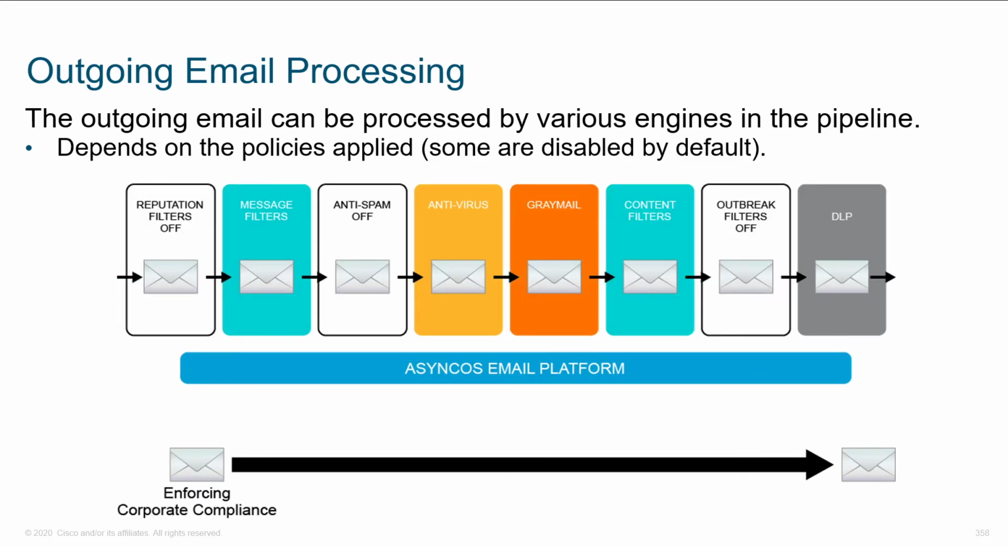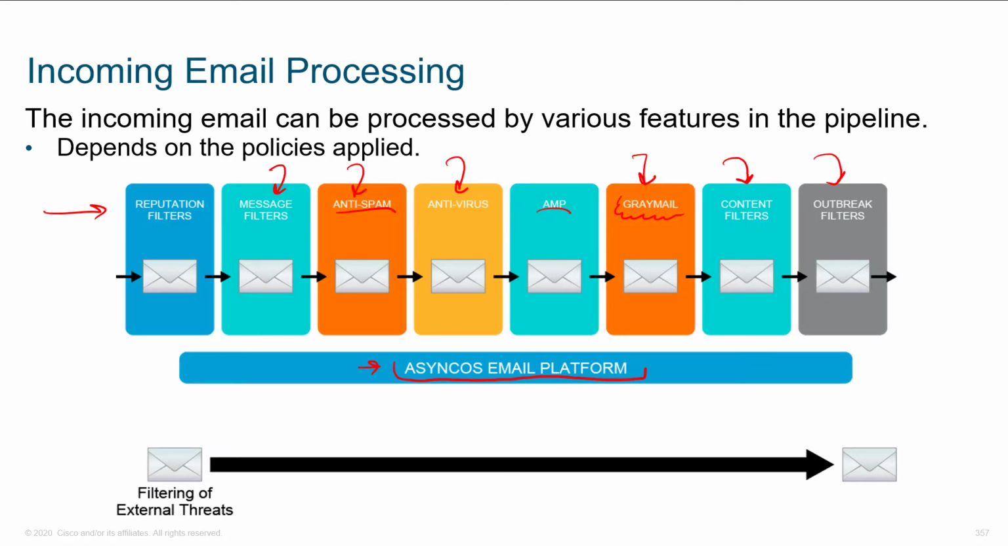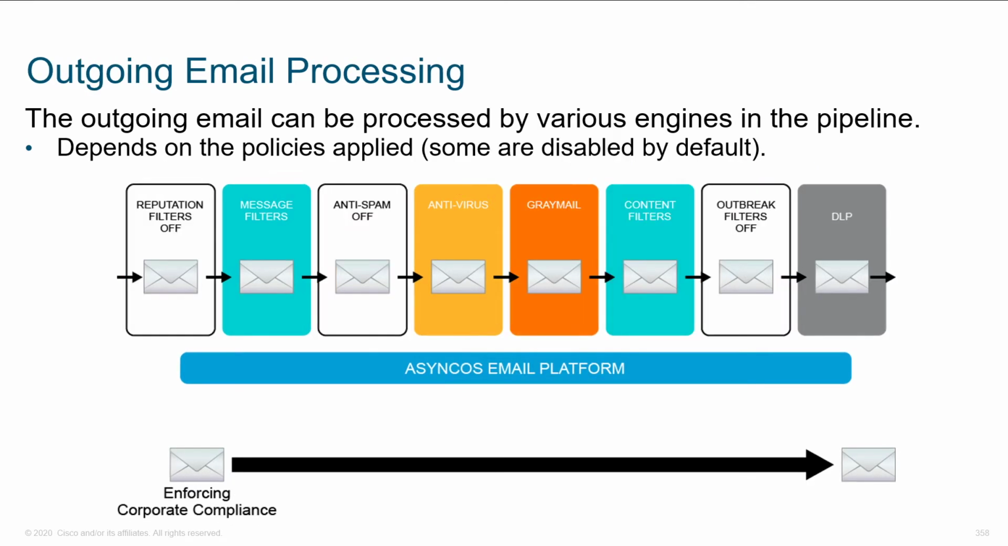What they're showing you here, just by contrast, is outgoing email processing. And just to contrast it once more, I'll click backwards, and you'll notice that all the boxes are lit up with different colors. And this is incoming. And then again, to contrast, here's outgoing. So you'll notice that reputation filters are off. Anti-spam is off. Outbreak filters are off.